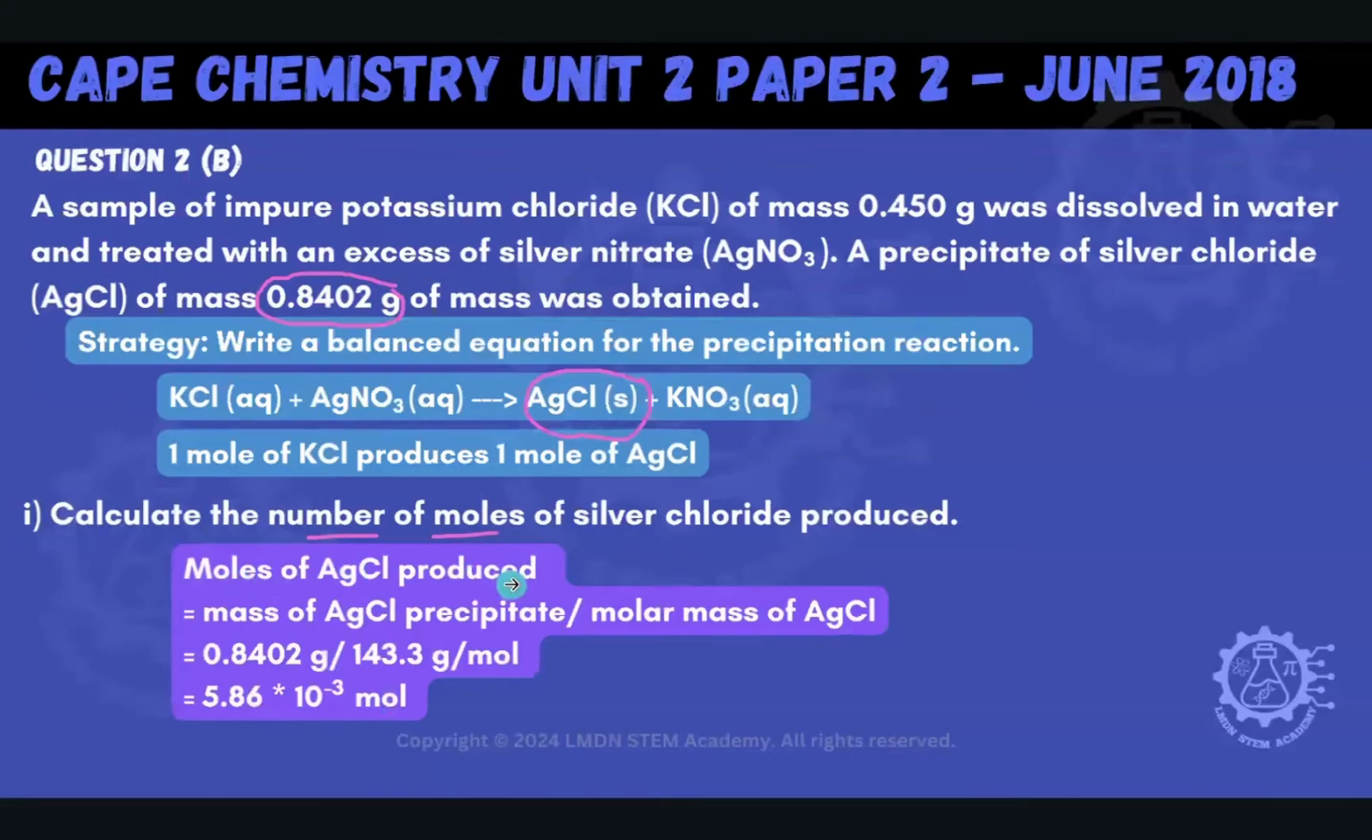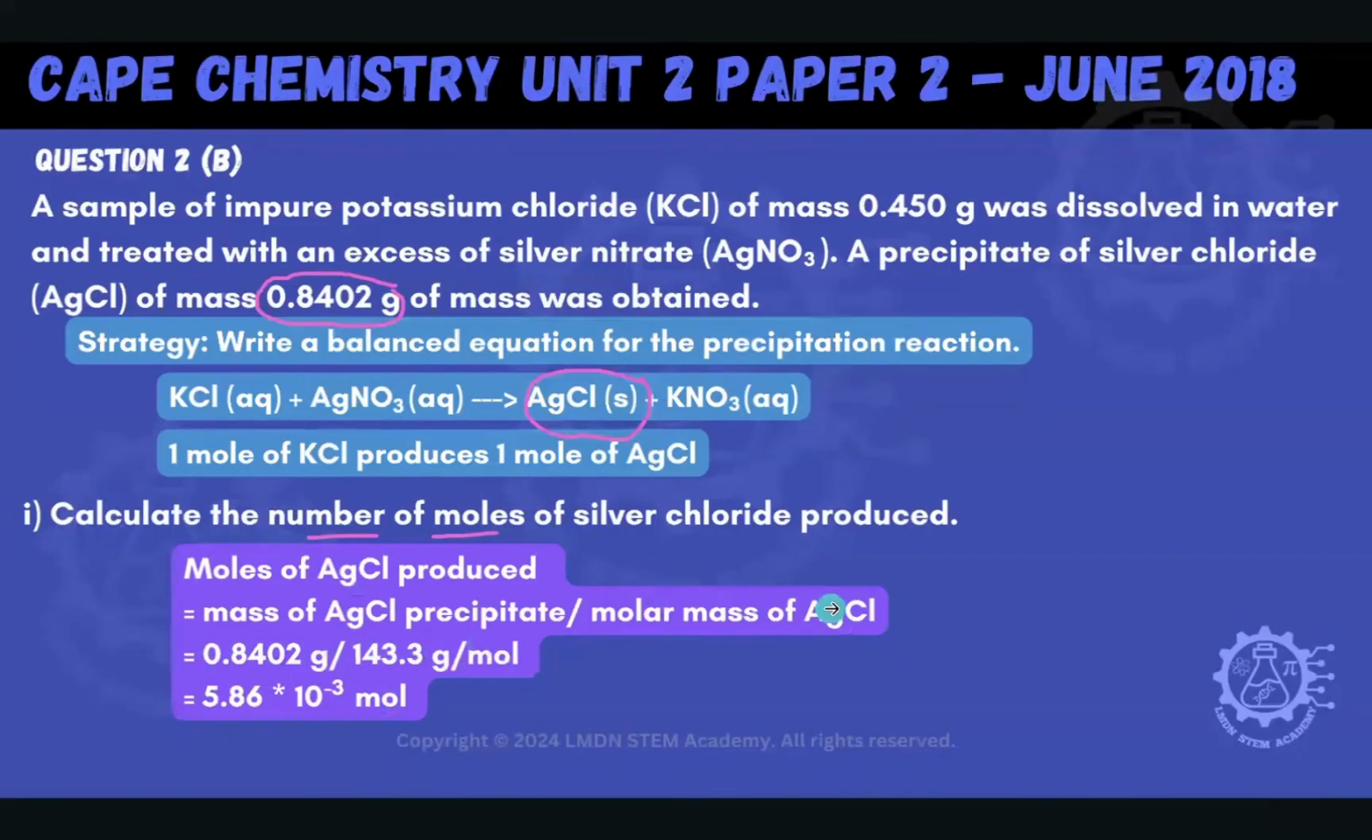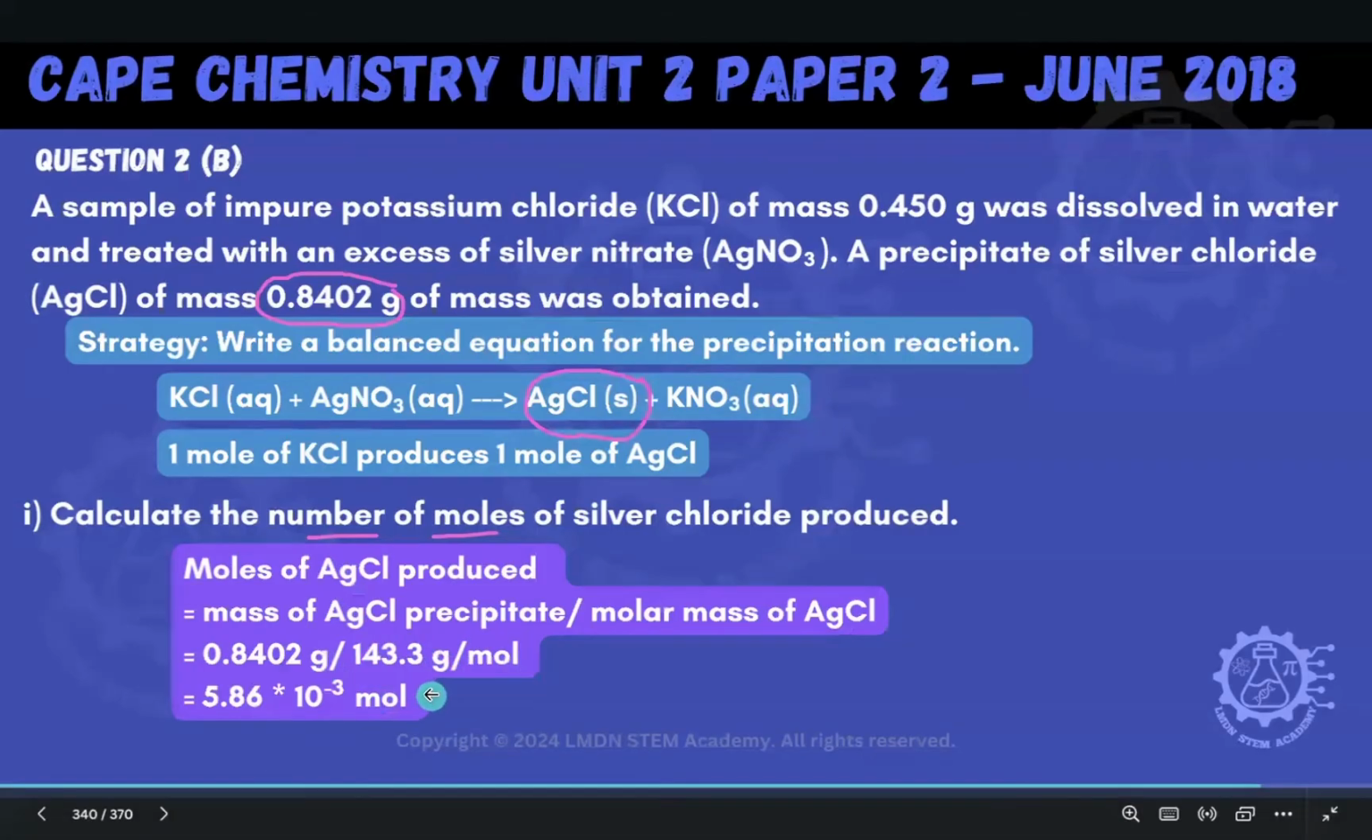Moles of AgCl produced is going to be the mass of AgCl precipitate divided by the molar mass of AgCl. So moles is equal to mass divided by molar mass. Our mass of the precipitate was 0.8402 grams, so we put that here. And then we're going to divide that by the molar mass of AgCl, and that's just this number here. And so we're going to come out with a number of moles of silver chloride produced.